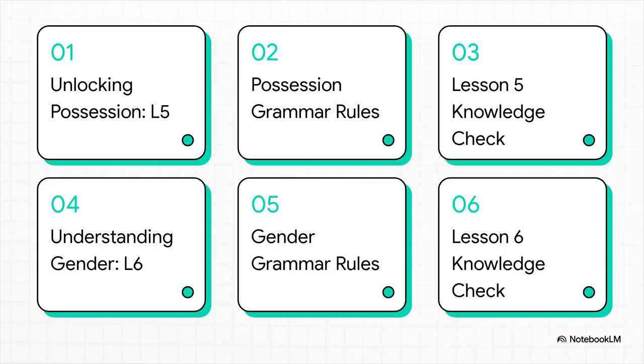So here's our game plan. First, we'll unlock possession in Lesson 5, get the rules down, and then do a quick knowledge check. After that, we'll build right on top of that with gender in Lesson 6, followed by another check-in. It all flows together, so by the end, these ideas will really start to click.